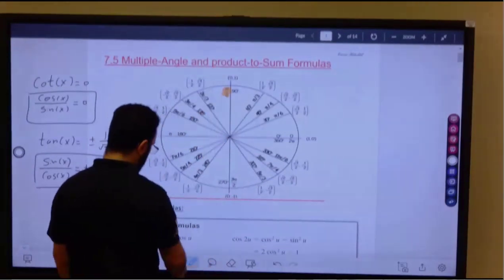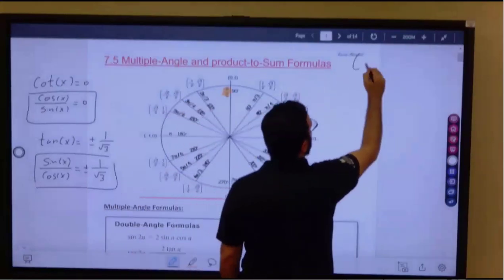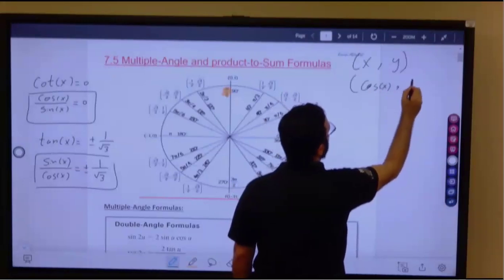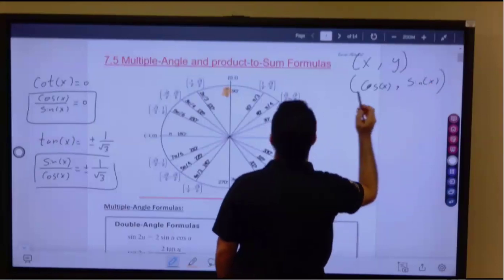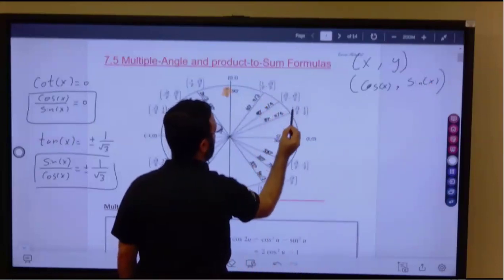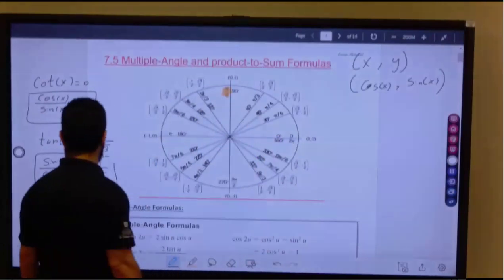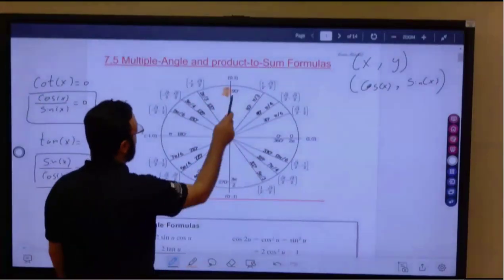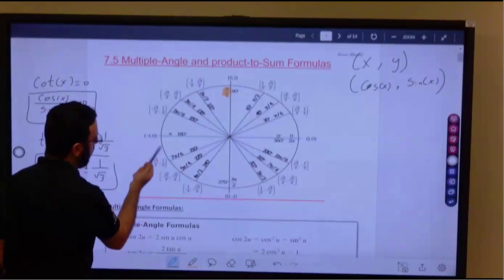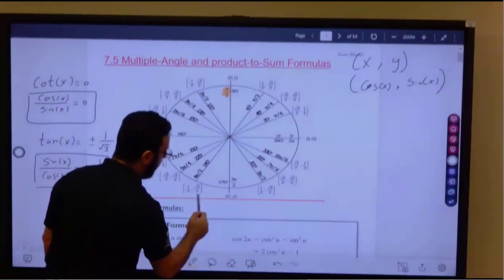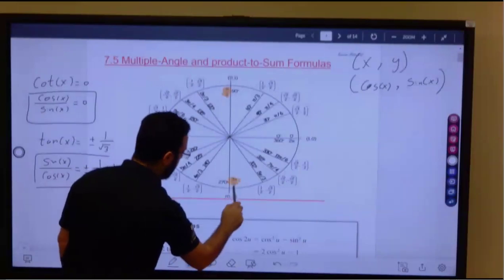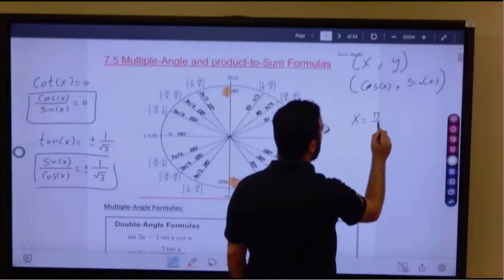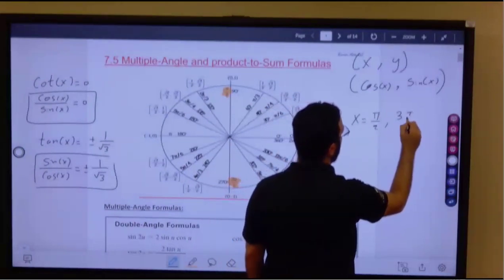Because with the circle, this one is x, y, cosine is the x, and sine is the y. So cosine, sine, cosine, sine, on the whole thing here with the circle. And that's what we're going to do here. We need to find cosine divided by sine equals 0. So now the next angle, if I divide -1 by 0 it is undefined. 0 divided by -1 is going to be 0. That means this is the second angle. So now we have two angles. We have x equal pi over 2 and x equal 3 pi over 2.